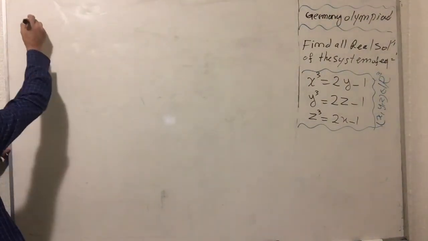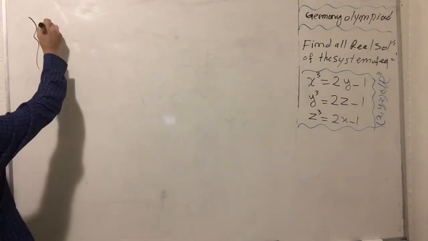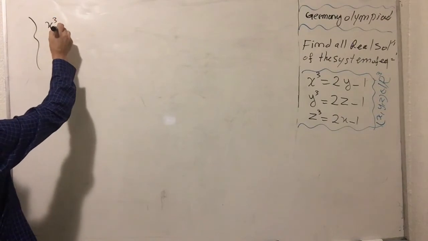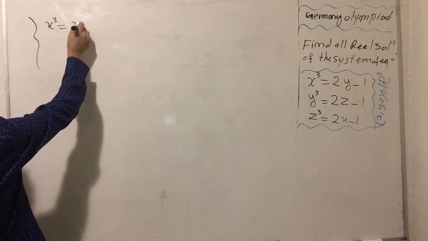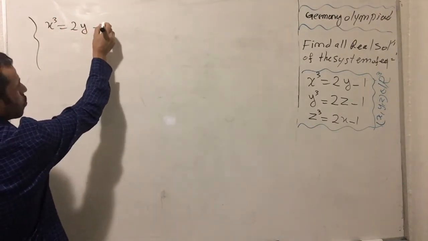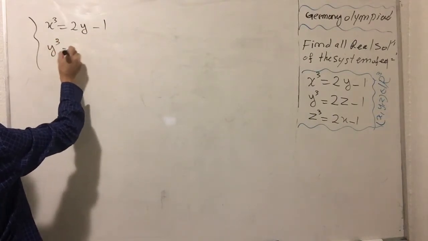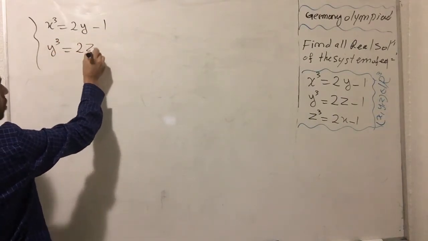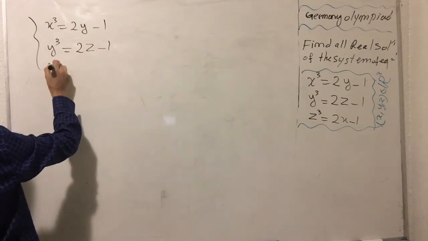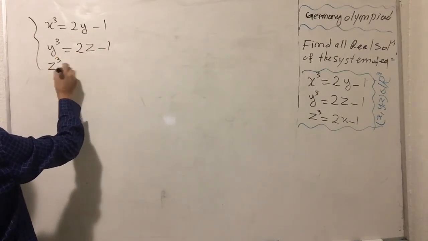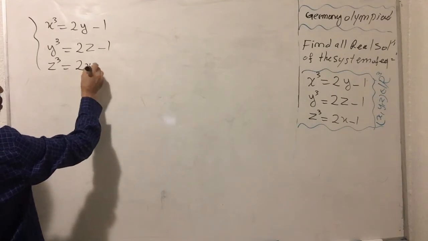So as you see, we have the system of three equations. We have x cubed equals 2y minus 1. We also have y cubed equals 2z minus 1. The third and last equation, we have z cubed equals 2x minus 1.